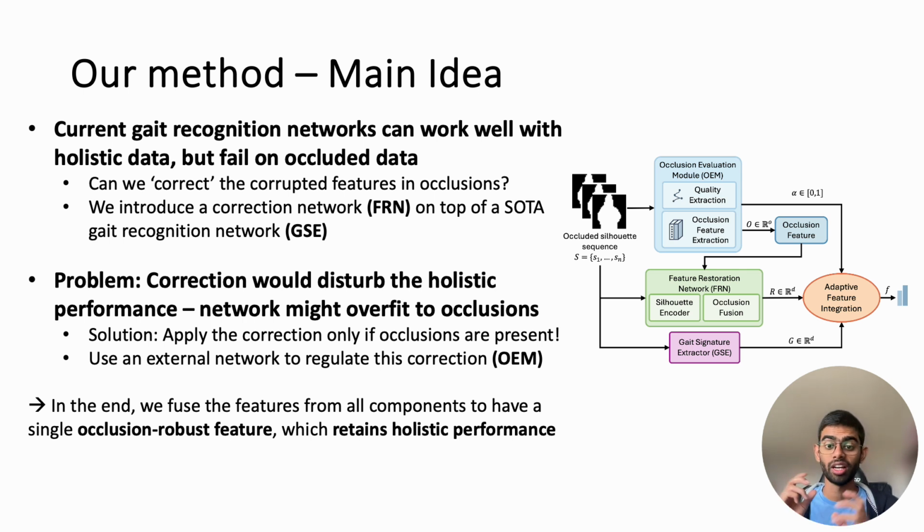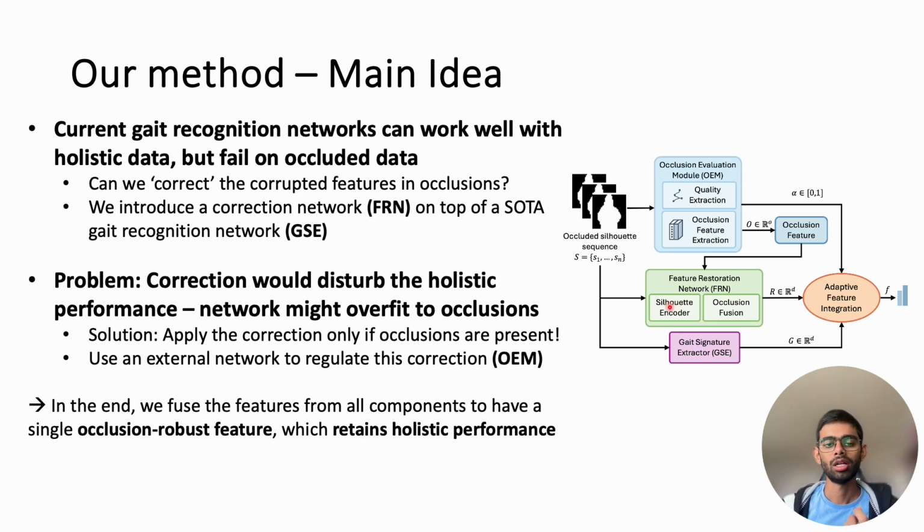For correction, we introduce an additional network called the feature restoration network, or FRN, on top of a state-of-the-art gait recognition network, which we call the gait signature extractor. The GSE can be any publicly available model, which given an occluded sequence will most likely output corrupted features. And then the FRN is aimed to restore or correct these features. So FRN is a corrective network.